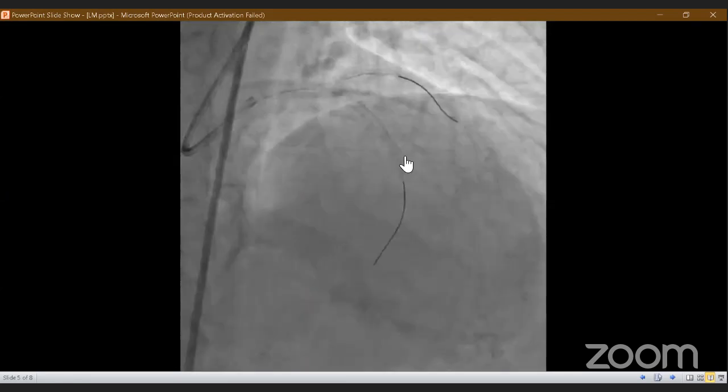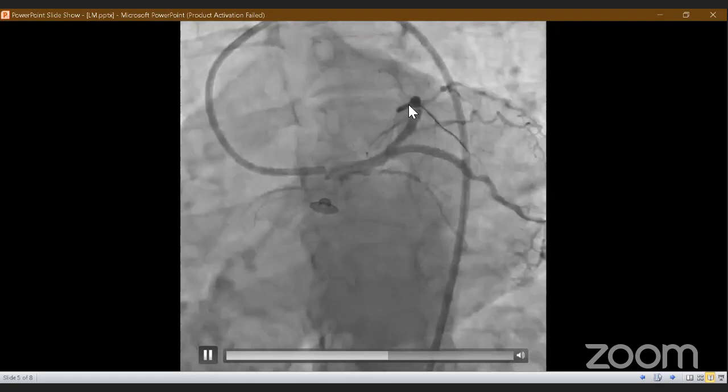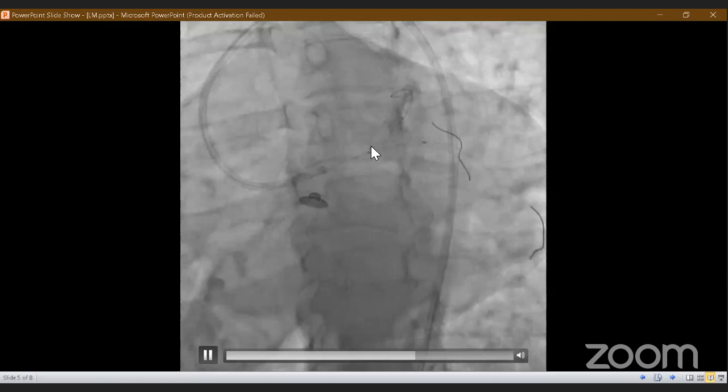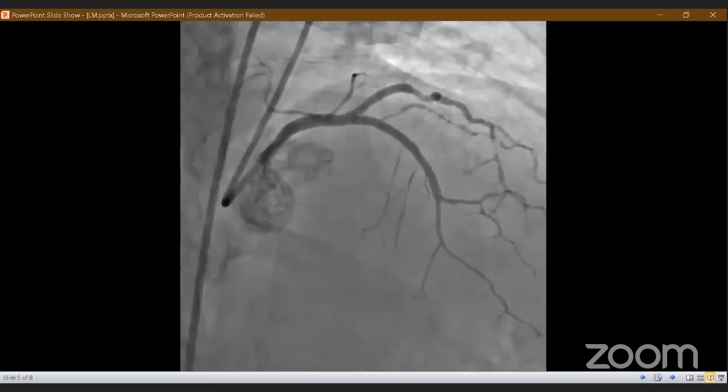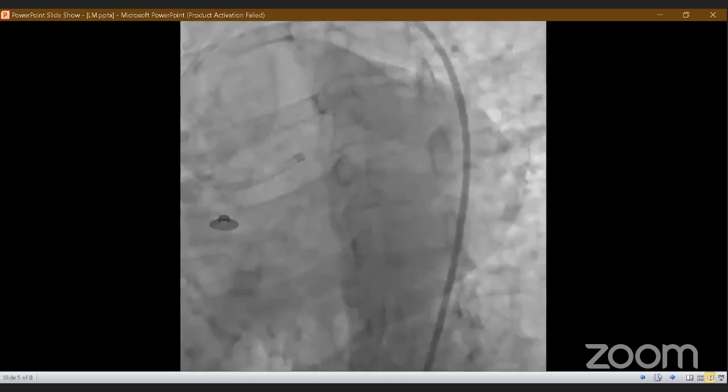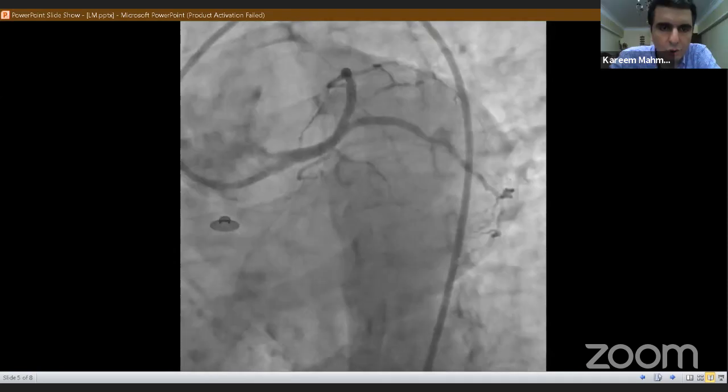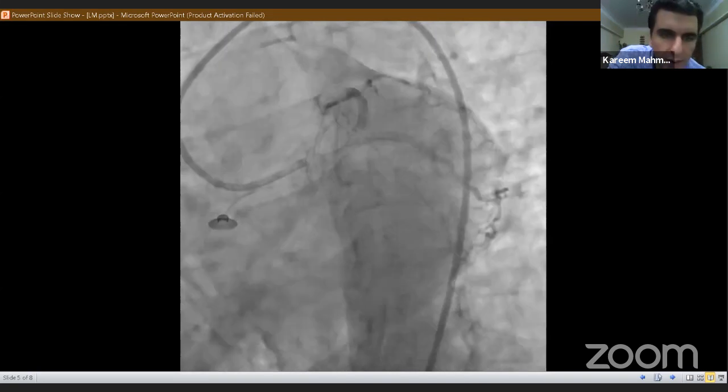We have chosen the LAD stent to cover the mid-segment lesion, and then we did the kissing balloon with the 2 new non-compliant balloons, and that was the final result. So it looks angiographically nice, Ahmed.